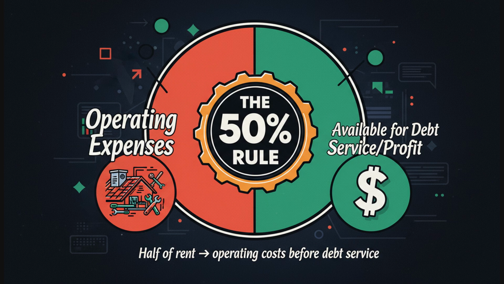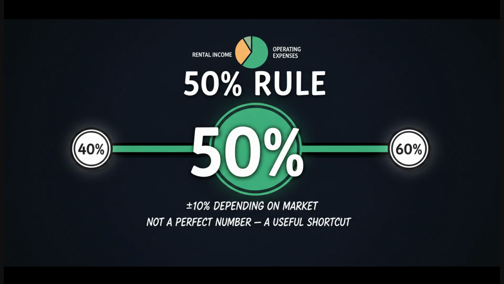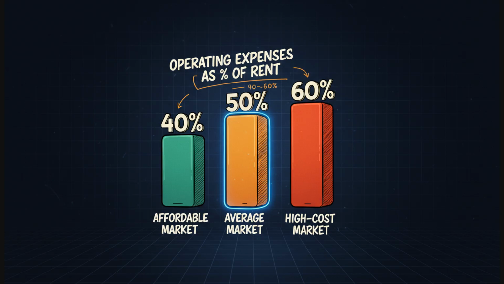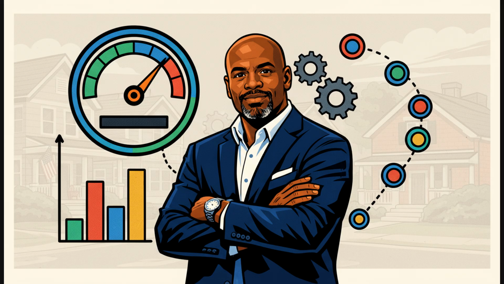for them right now. The standard rule of thumb is the 50% rule. Half of your rental income goes to operating expenses before you touch debt service. This is not a perfect number. In some markets, it is 40%. In others, it is 60%. But it is the most useful shortcut in real estate investing, and it will save you from making terrible decisions.